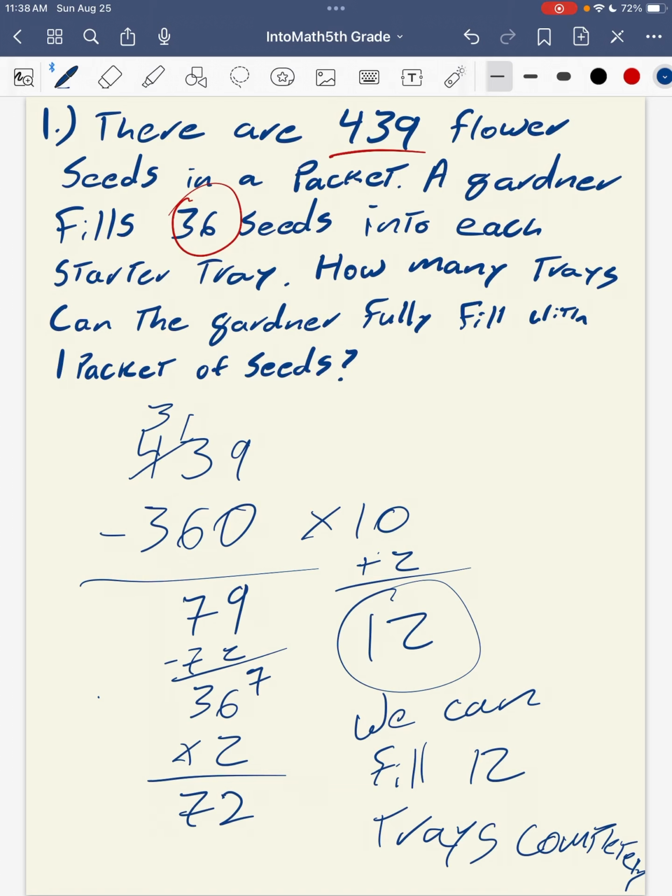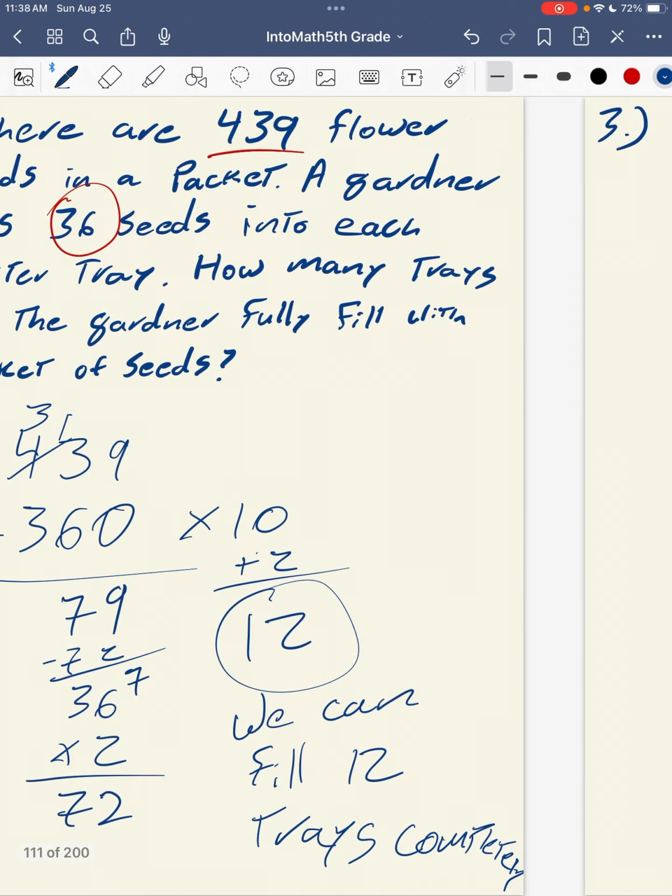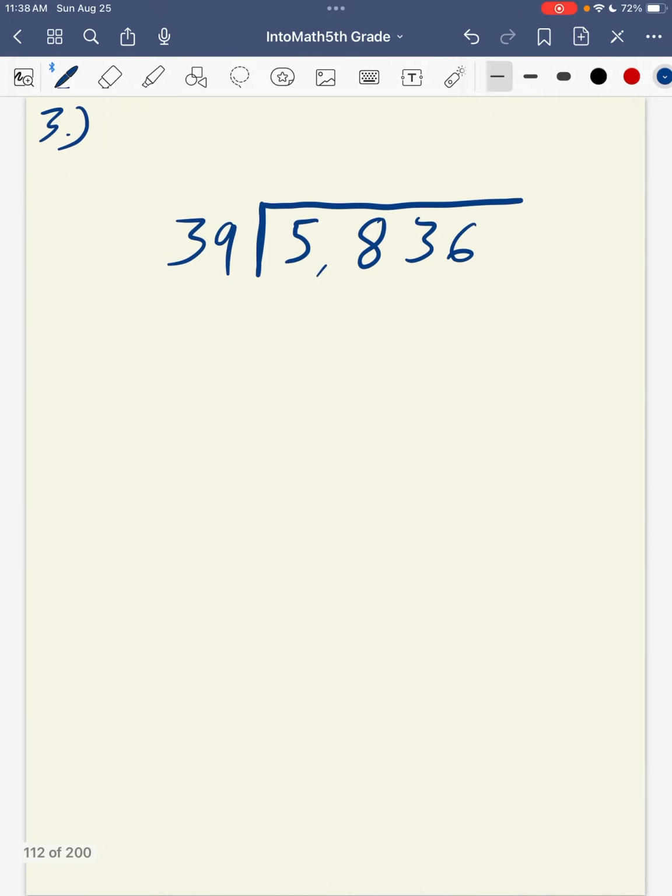But sometimes I just want to break it down into my partial quotients. And anytime I can use a 10, life is good. I apologize for the confusion, but we do just need to try it out sometimes. All right. Problem number 3, figuring out how many times 39 can go into 5,836.